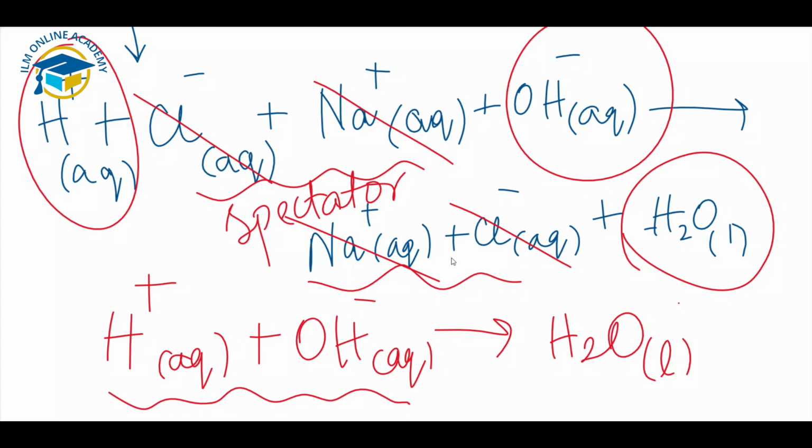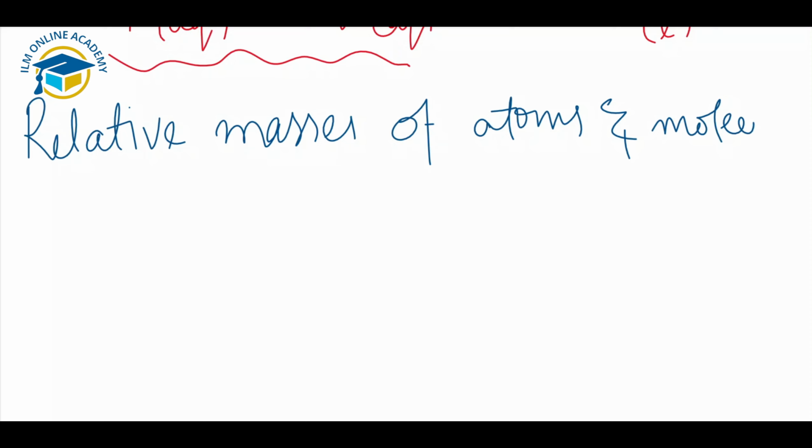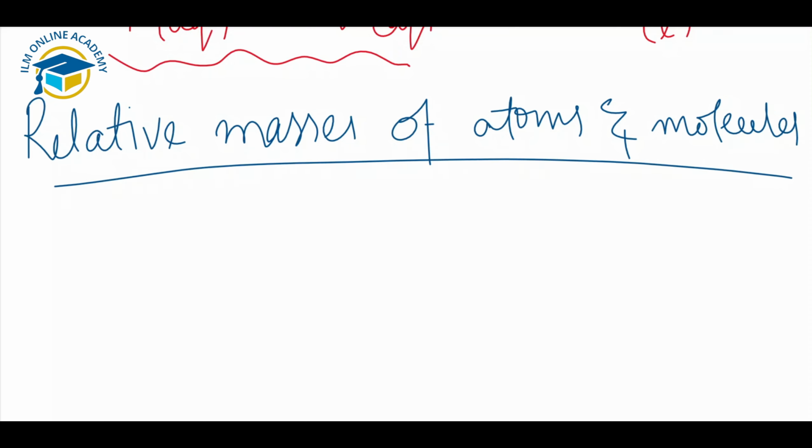So now we'll move toward the third topic of our chapter, which is about the relative masses of atoms and molecules. There are 118 different elements in our periodic table, and all have different masses. The masses of the atoms of these elements are really small and hard to work with, so we use something known as the relative atomic mass.